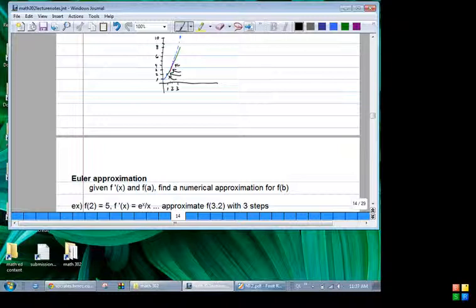So here, we're going to say we know the derivative, and we know an initial condition, f of 2 equals 5. Can we approximate a future value of the function? And that's what we're going to do. The derivative f prime of x is e to the x divided by x. Again, sorry for the funky notation there, because it's typed out. Okay, let's approximate f of 3.2, and we're going to use 3 steps.